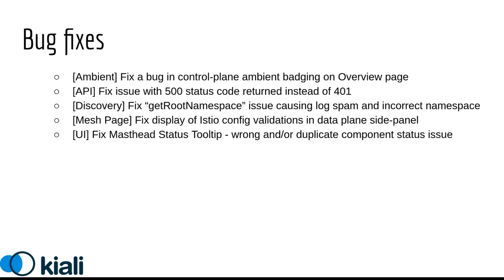Third was fixing the getRootNamespace issue, causing log spam and incorrect namespaces. We now have the function returning an empty string when a requested namespace is not part of any Istio mesh. Fourth is fixing the display of the Istio configuration validation in the data plane side panel. Now the validations are properly retrieved and displayed.